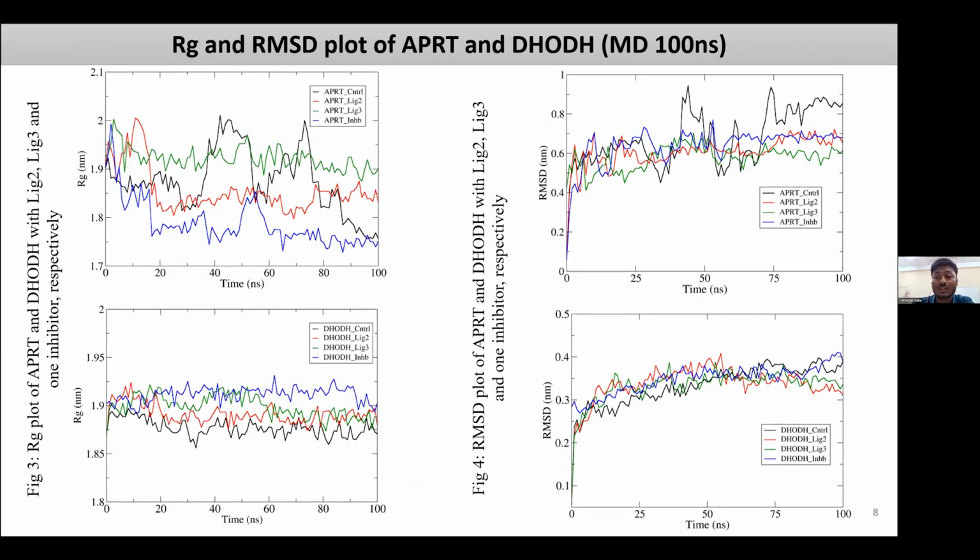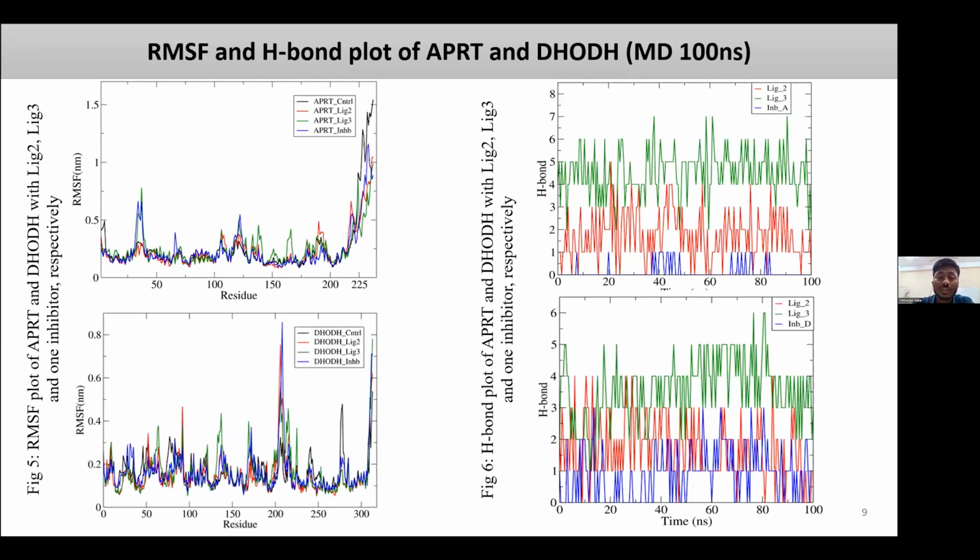Now we have done the 100 nanosecond MD simulation analysis for the APRT protein and DHODase protein with the ligands which have been selected. Here you can see that the APRT protein control, in both the cases of Rg and RMSD, showed considerable deviation, whereas the inhibitors and the ligands showed a good result. Both ligand 2 and ligand 3 with DHODase, in Rg as well as in RMSD, showed considerably good results with respect to control. Here we have shown the RMSF and H-bond plot analysis.